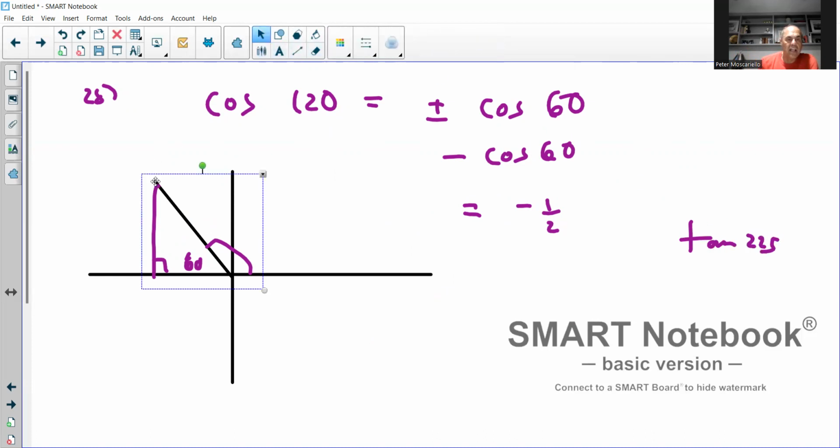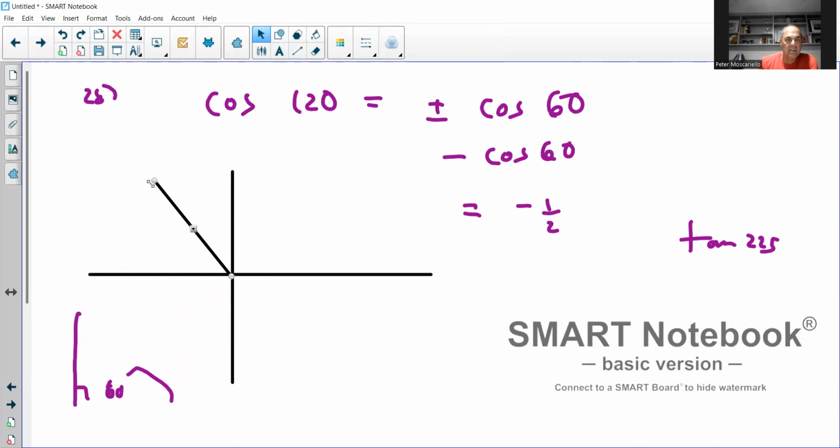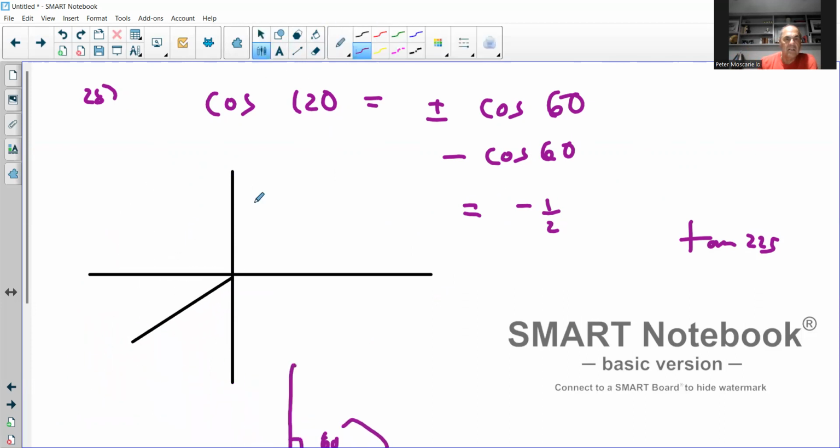All right, how about tan 225? Well, 225 is going to be there. So the reference angle is here, which is 45, right? So tan 225 is plus or minus tan 45. In quadrant 3, tan is positive. So it's positive tan 45, which is 1.